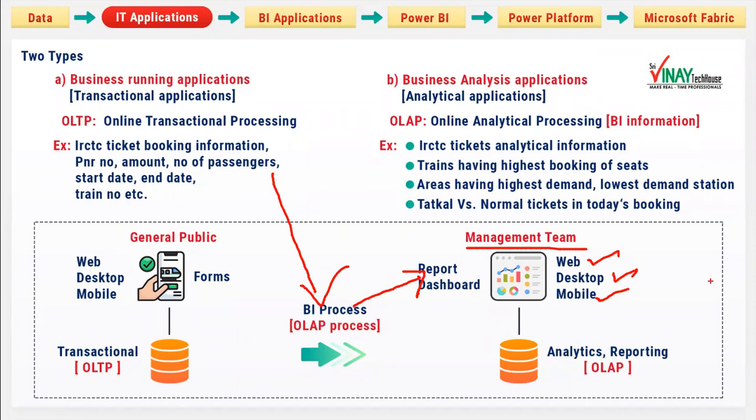Got clarity? What is your objective? Your objective is generating a report or dashboard from the data. And how many ways will management people see it? Via web, via desktop, via mobile. But how do we convert? By using a process called the BA process, business intelligence process.